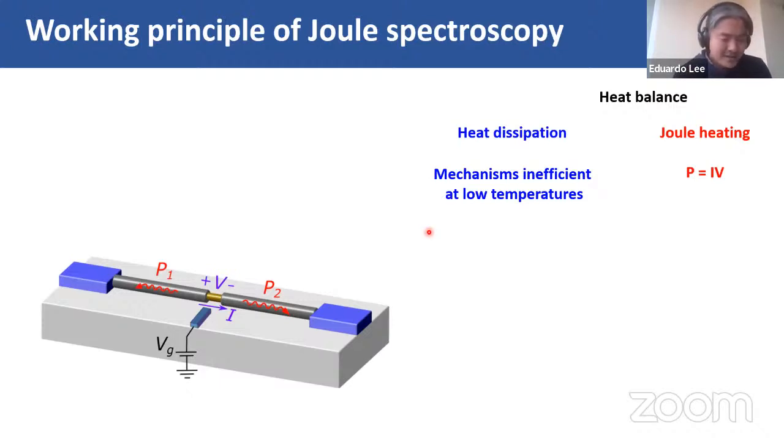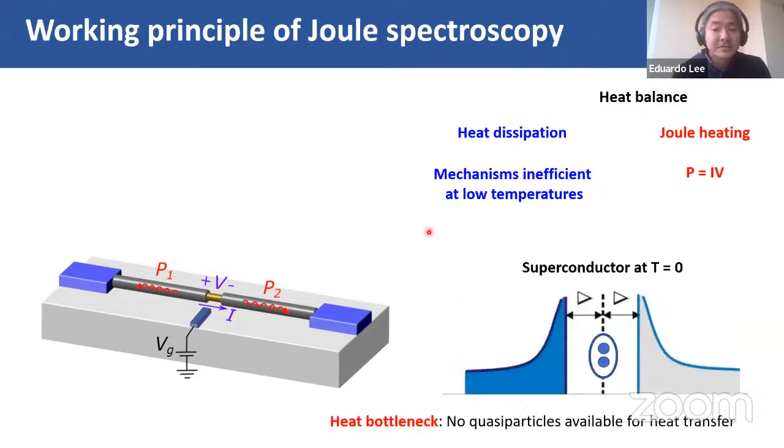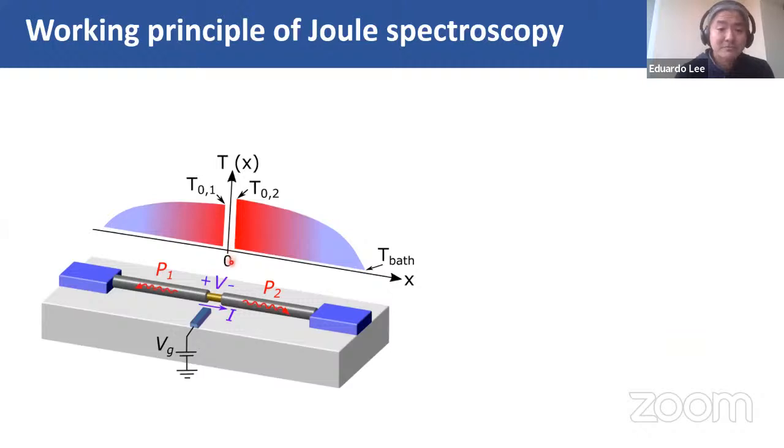So I will just comment on the main heat dissipation mechanism for our devices, which is heat being carried by quasiparticles. Or equivalently, if we thought of a normal metal, heat would be carried by free electrons. Now, the problem is that when we're dealing with superconducting leads, there is an energy gap, so we don't have these free electrons to carry the heat. So this is what creates a very severe heat bottleneck in this kind of device. Most of the heat that is generated here at the junction cannot escape because of this absence of efficient heat dissipation mechanisms. What's going to happen is that temperature will rise along the junction, and we can calculate the temperature gradient along the device.